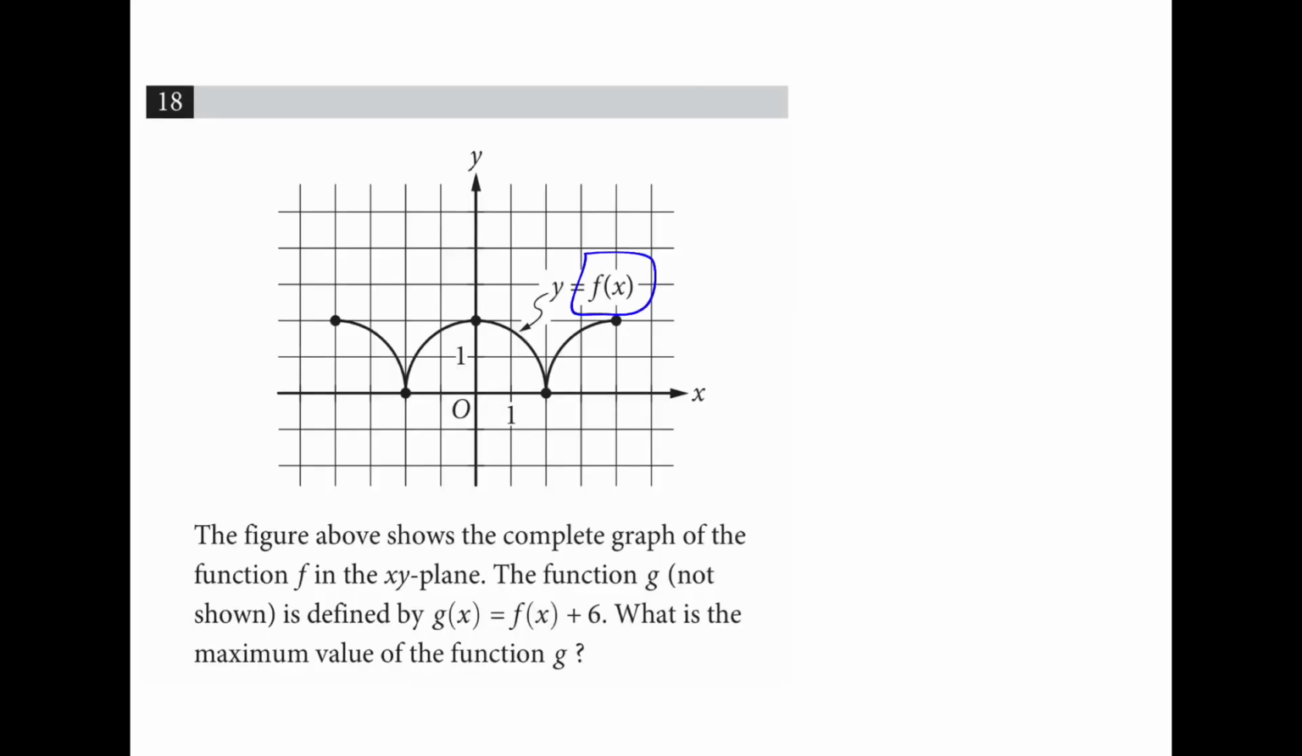So they show us the graph of f of x, but then they ask for the maximum value of the function g. So let's start here and figure out what's the maximum value of f of x, and that's 2. And how do we figure out the other one? We add 6. So if we add 6 to this, our maximum value is going to be 8.